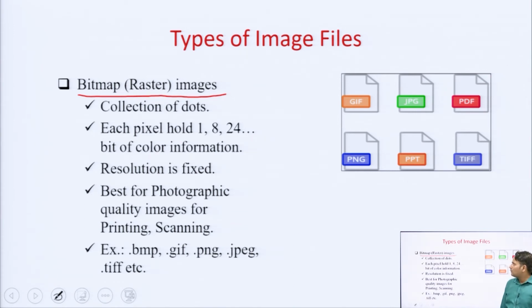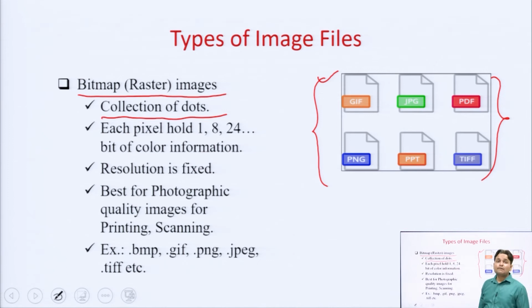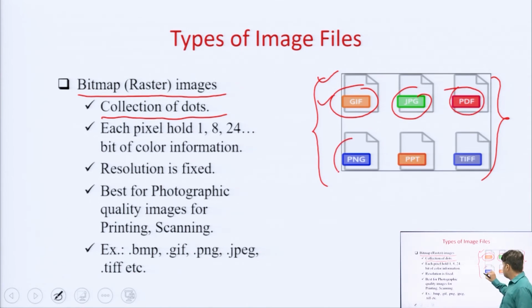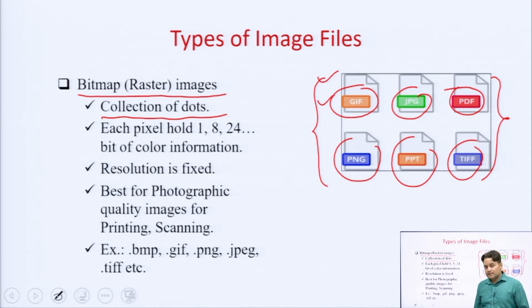So, what are bitmap raster images? Here it is nothing but a collection of dots, and you can observe this kind of image in so many formats. Here I am just giving a brief idea of image file formats. Okay. So, your PC might have an image in GIF, JPG, PDF, PNG, PPT and TIFF format. These are called the image file formats.